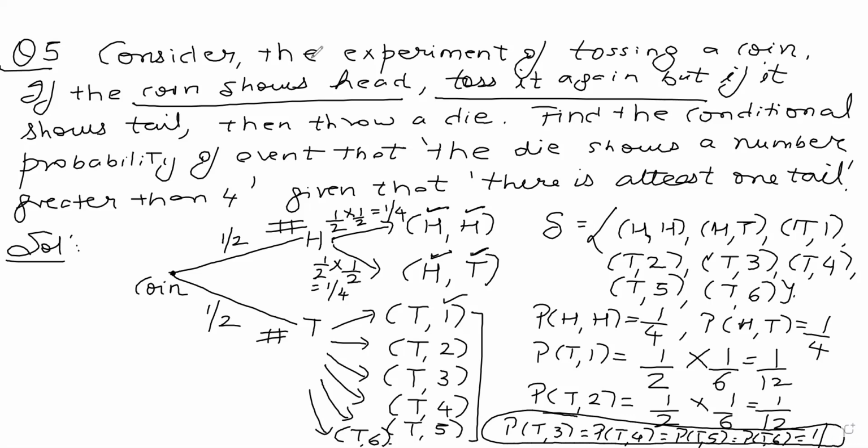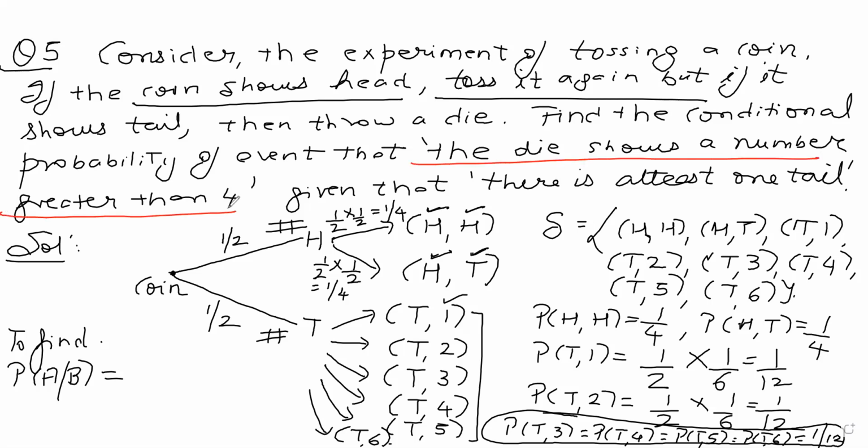Okay, now what do I need to find out? I need to find the probability of event A given that event B has occurred. What is my event A? Die shows a number greater than 4. This is my event A. And what is my event B? There is at least one tail. This is my event B.